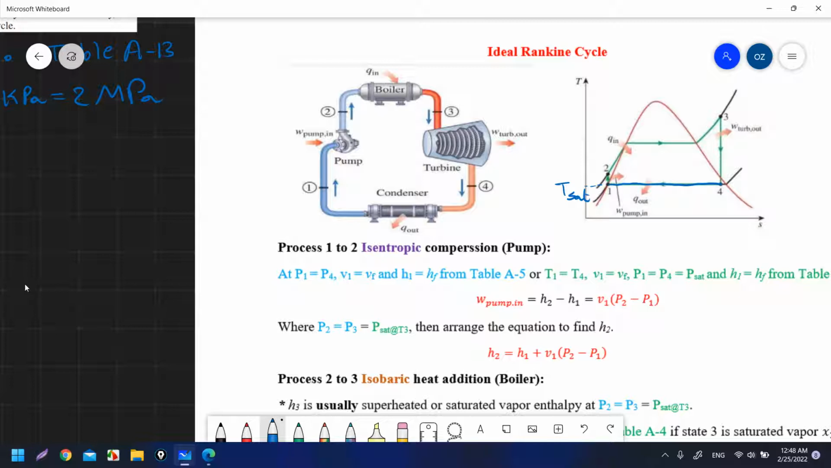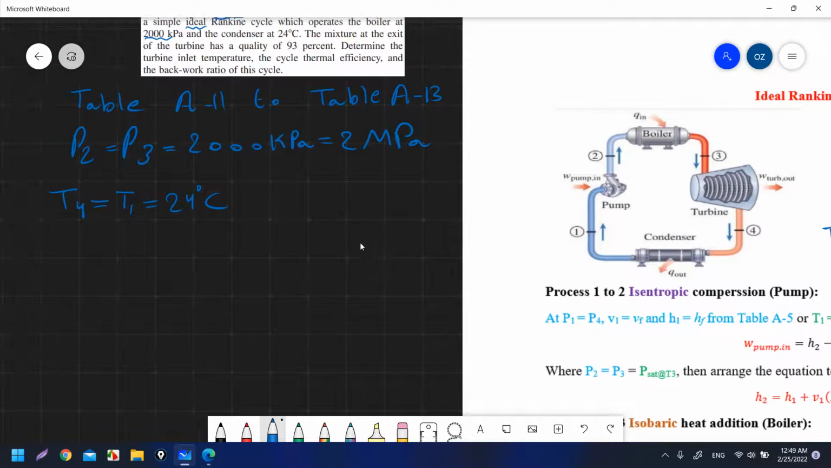Okay, it is isothermal, from 1 to 4, or from 4 to 1. So it is the saturation temperature also. At this saturation temperature, we can also get the pressure. If he didn't give me the pressure, I can get the pressure from the saturation temperature. So this one also equals the saturation temperature, Tsat. I have 24 degrees Celsius given in the question.